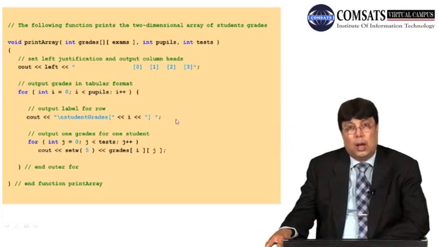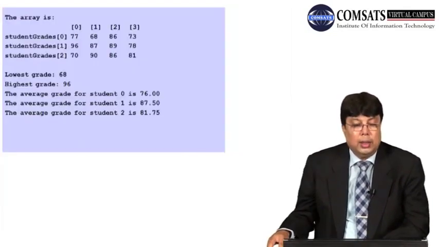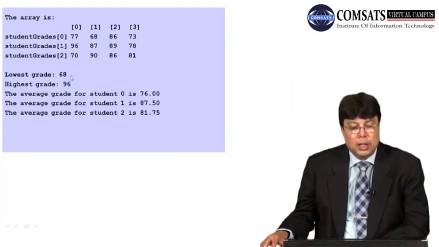So I hope you have grabbed this concept. Let's see what should be the output. The array is, this is just a heading, and student 0 has got this array. This is the input that we have displayed with the help of this one. Then the lowest grade is 60, the highest grade is 96. Then the average of student 0 is 76, average of student 1 is this one, and average of student 2 is this one.